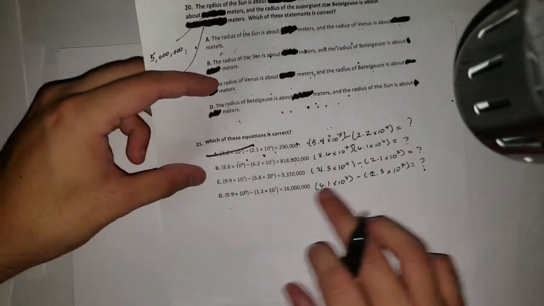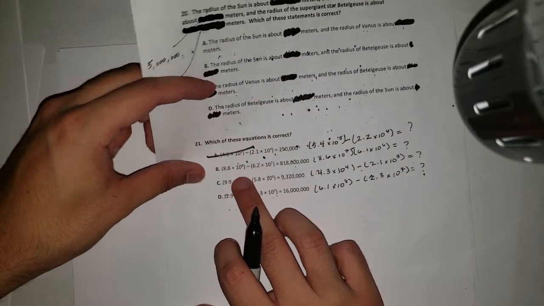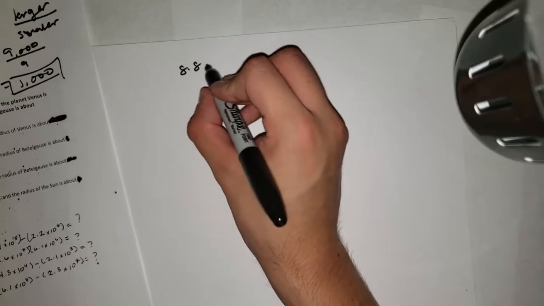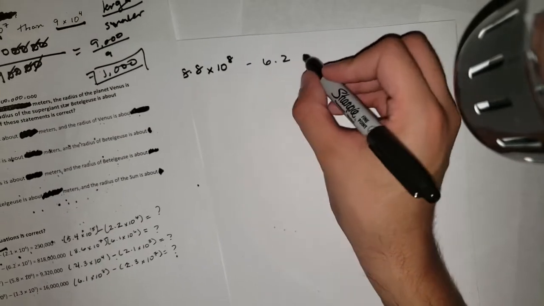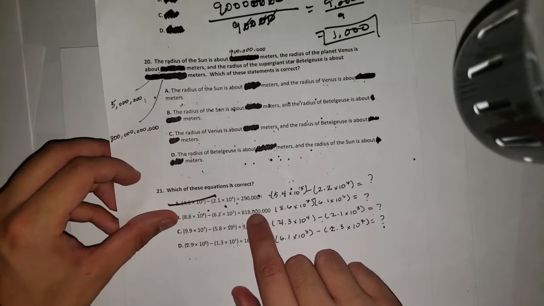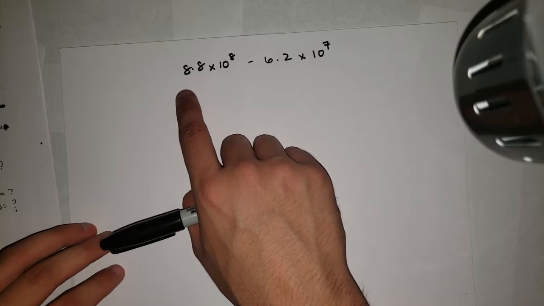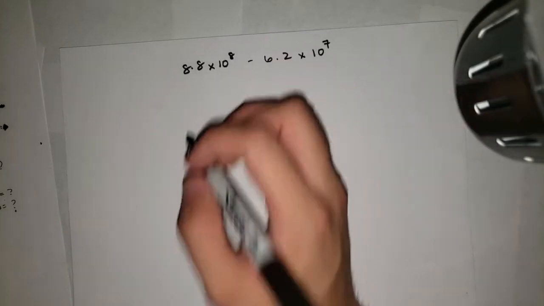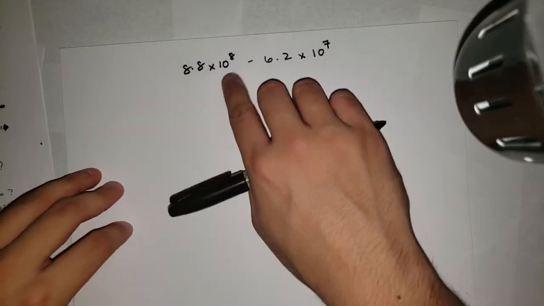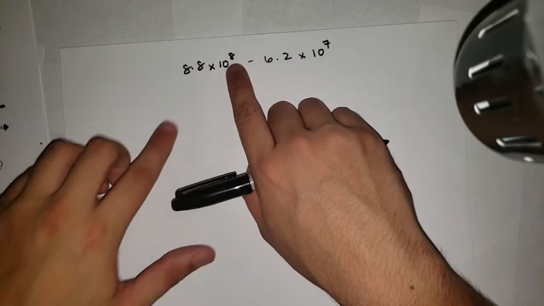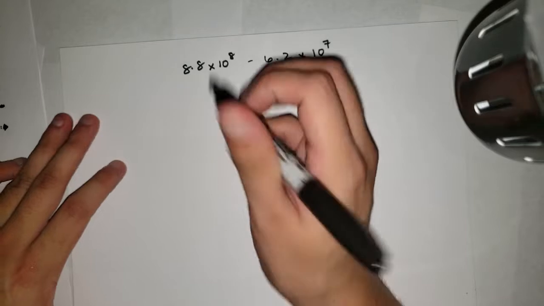Letter B says 8.8 times 10 to the 8 minus 6.2 times 10 to the 7. Same thing, let's see if it's equal to this. So 8.8 times 10 to the 8, like I said, I like to move this decimal, I like to take off the exponent here. So I like to jump one.